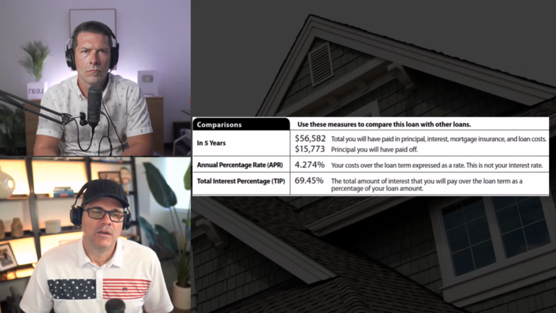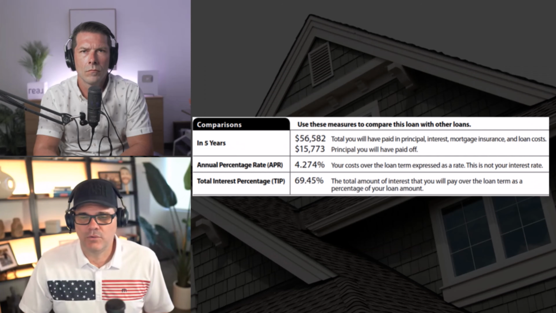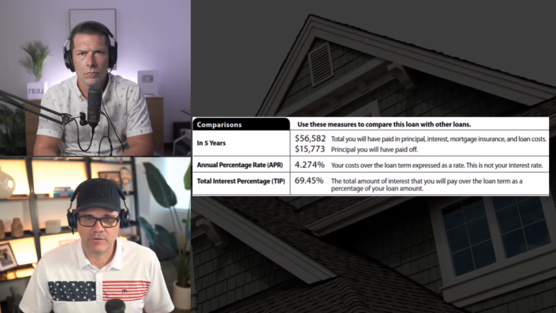So with that, Jeb, let's roll over here to my least favorite part of the loan estimate, which is the final page here. And that's funny.